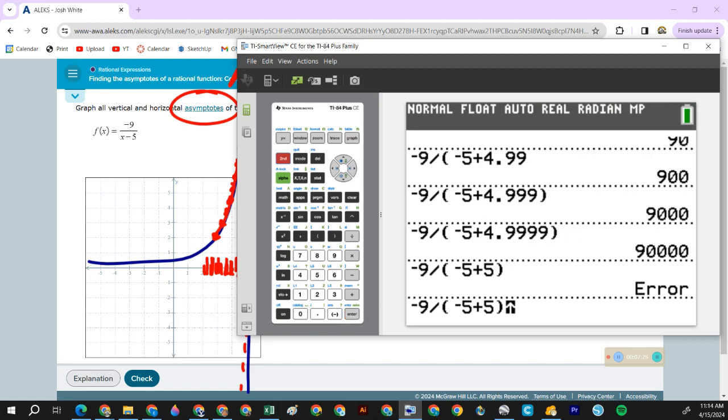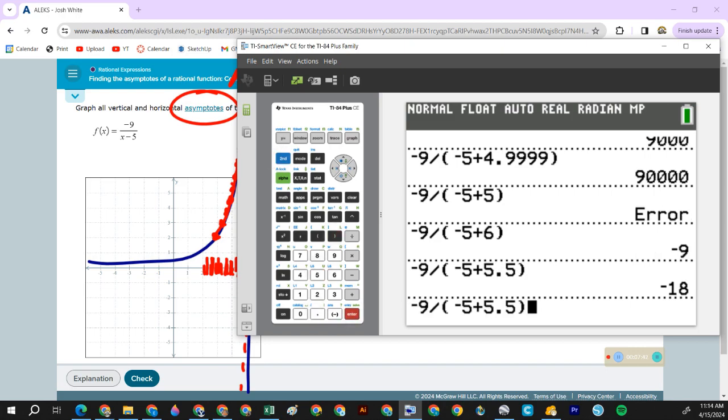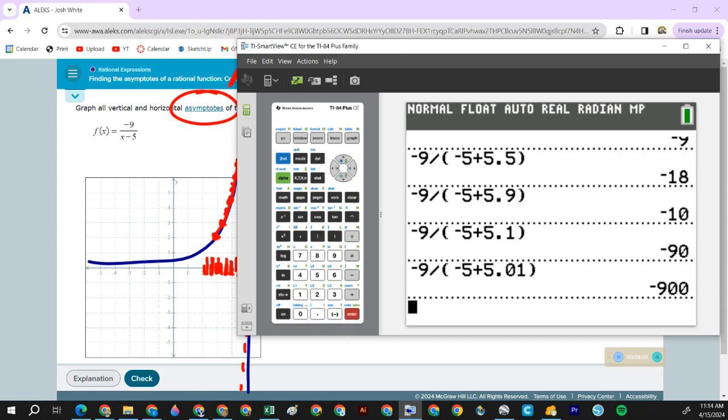So if I were to pull up this, and I were to say 6, now I'm at -9. So if I do 5.5, now I'm at -18, 5.9, -10, 5. Oh, that's not what I wanted. I want to go close to 0, huh? 5.1, -90, 5.01. Now I'm headed off to negative infinity.